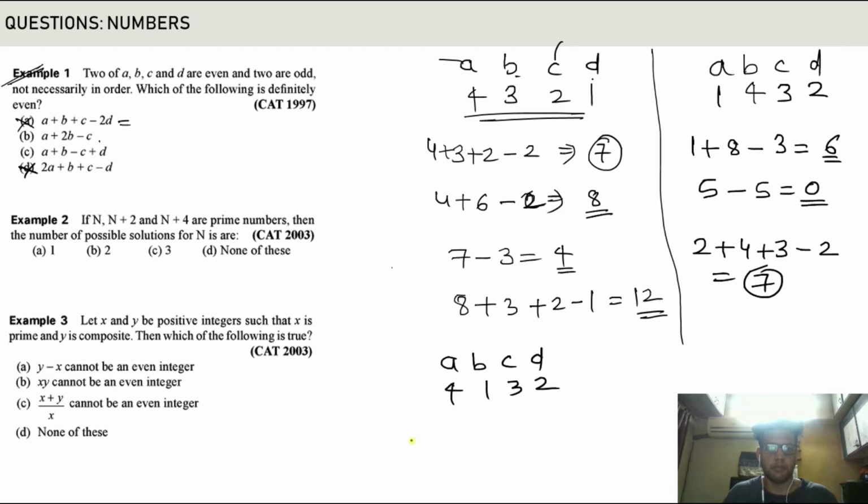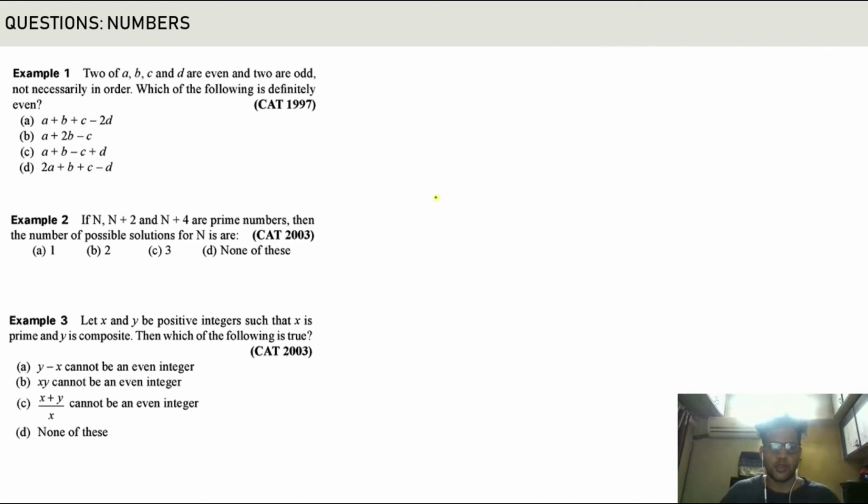So let's take option B, A plus 2B minus C. So 4 plus 2, 6 minus 3 is 3, which is an odd number. Hence this is also wrong. So my correct option is option C. So this is how you can solve the question. This question was asked in CAT 1997. Moving on to the next question.